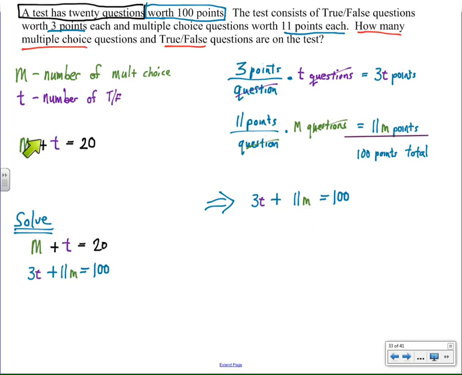There's a whole bunch of ways that we can add up 2 numbers to get 20, and there's a whole bunch of ways that we can get 100-point tests.